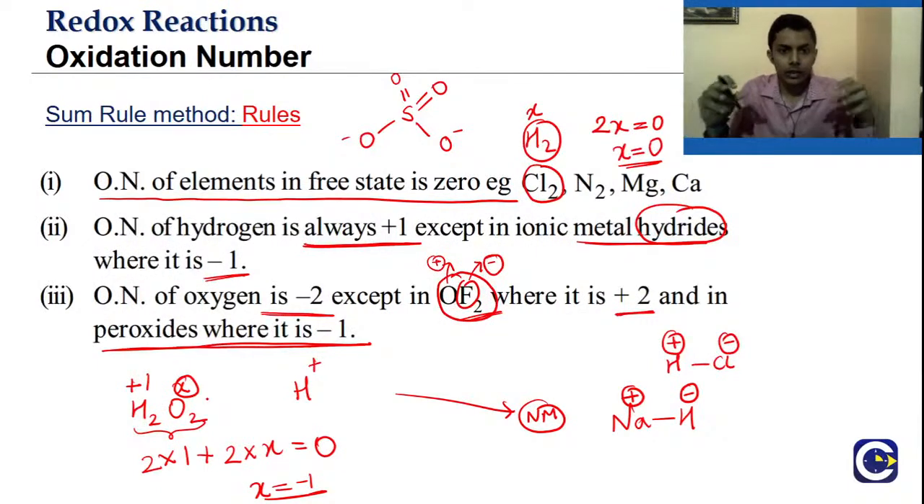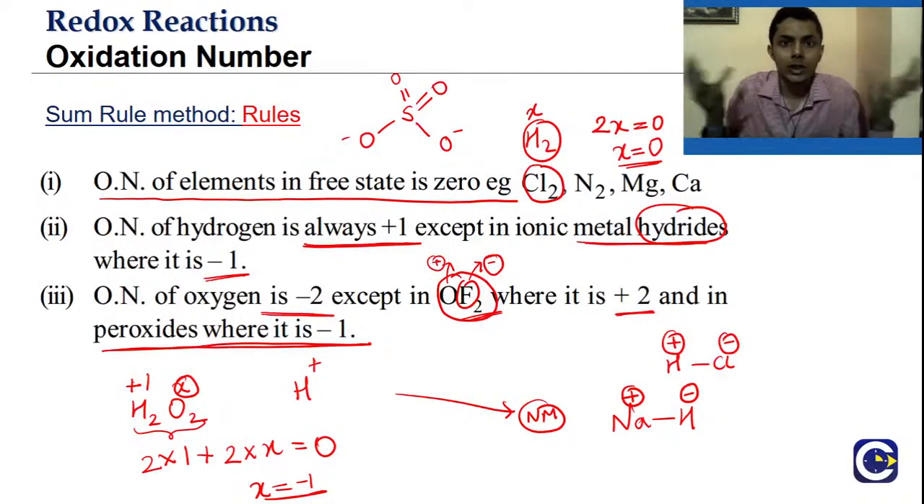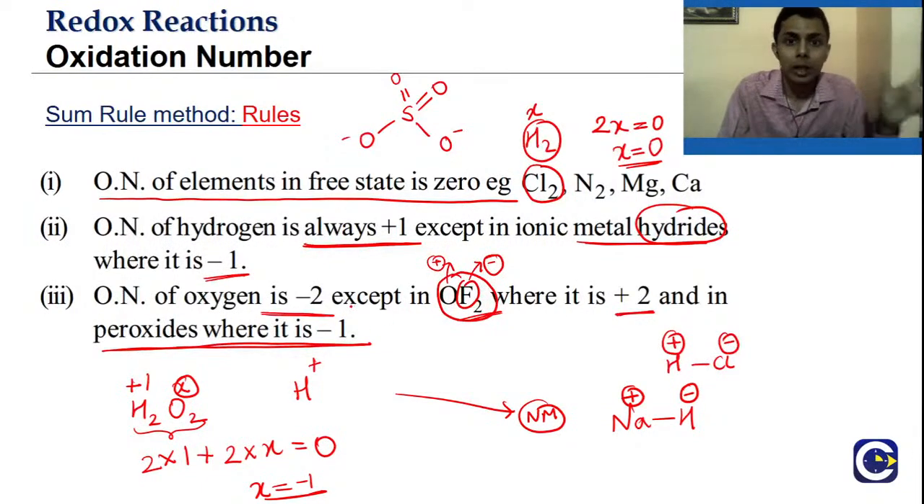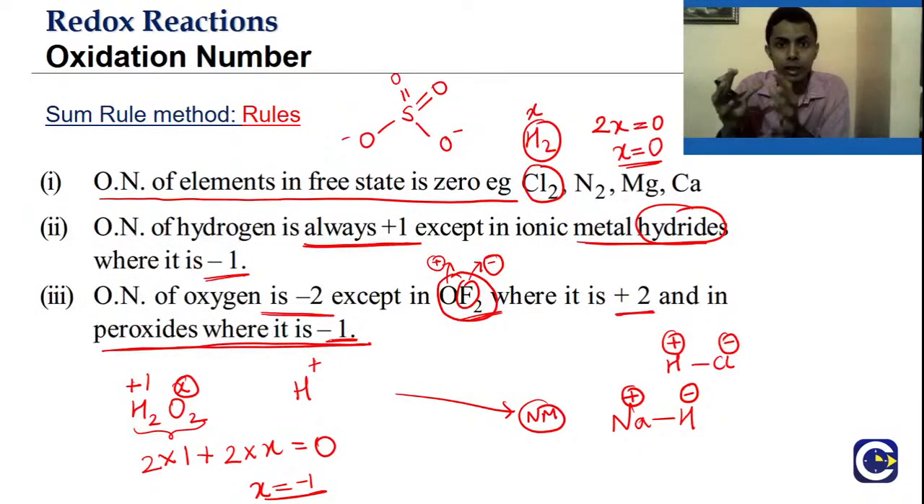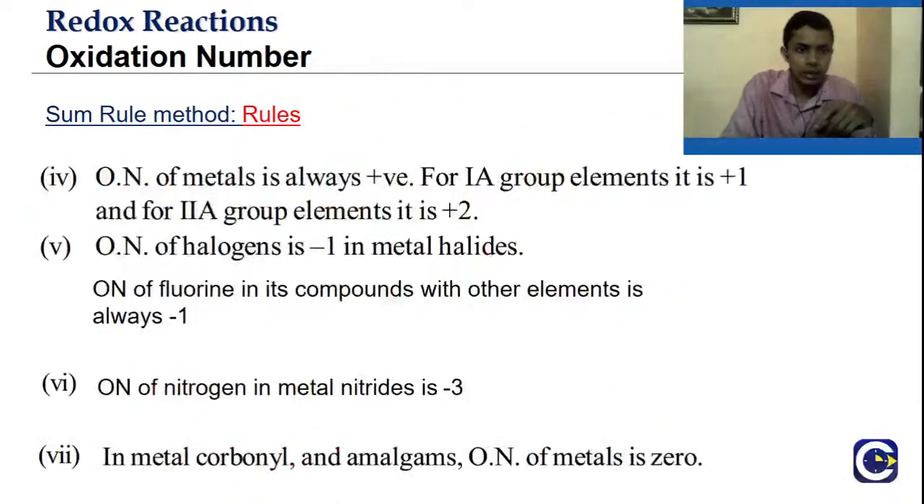Clear? Whenever oxide, something like that, comes, it will be minus 2. But peroxide, superoxide, it will not be minus 2. Just oxide, minus 2. Peroxide, minus 1. OF2 is a special case where oxygen is combining with a halogen or electronegative element. That time you should not apply the oxidation number for oxygen. Rather you should apply the oxidation number for halogen, which I will discuss in the next slide.